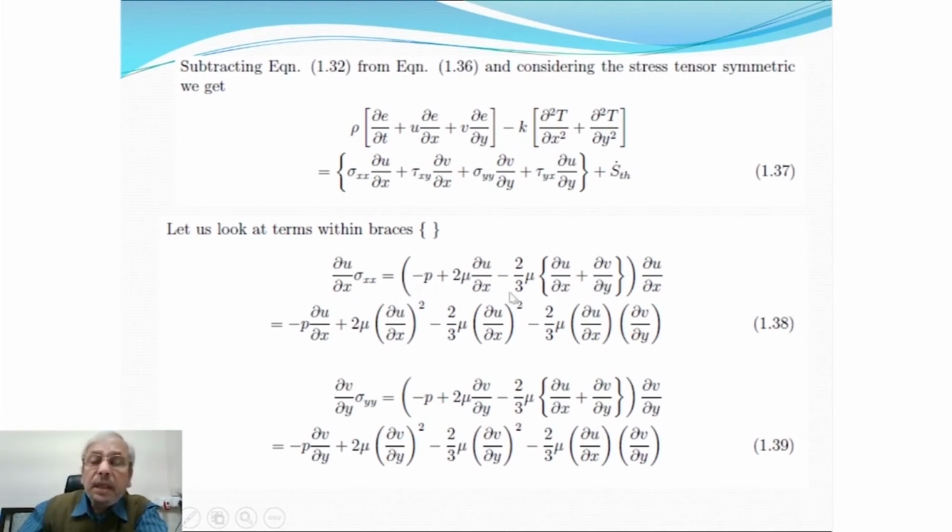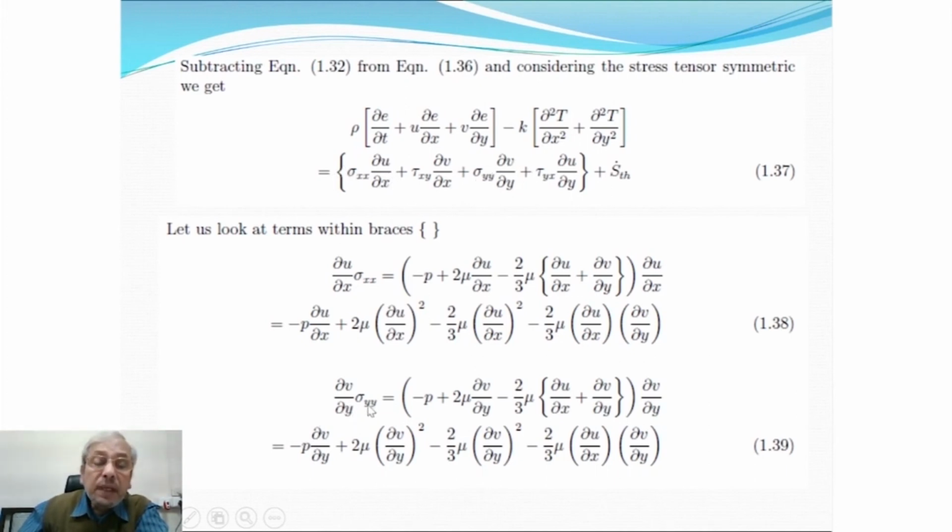We are writing the general expression for the normal stress into del u del x, and then minus p del u del x plus twice mu del u del x square minus 2/3 mu del u del x square again, minus 2/3 mu del u del x into del v del y. Then we take up this term, del v del y into sigma y. So sorry, we have taken first this term and then we are taking this term.